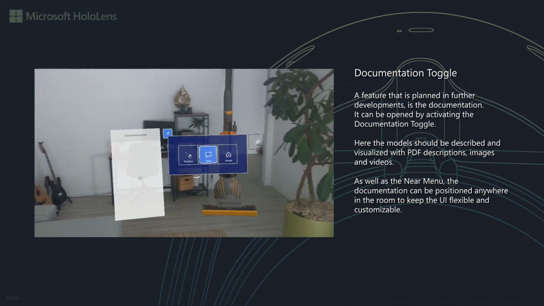Documentation toggle. A feature that is planned in further developments is the documentation. It can be opened by activating the documentation toggle. Here the model should be described and visualized with PDF descriptions, images and videos. As well as the near menu, the documentation can be positioned anywhere in the room to keep the UI flexible and customizable.